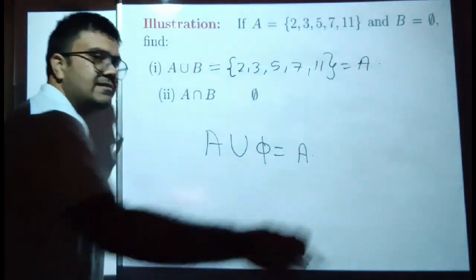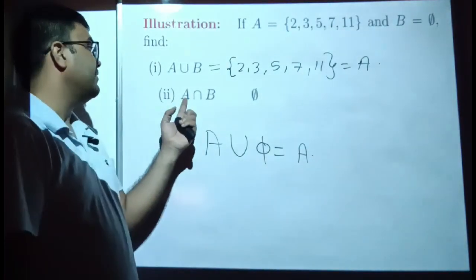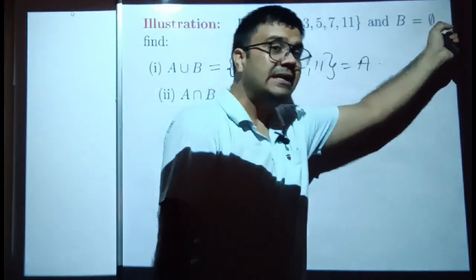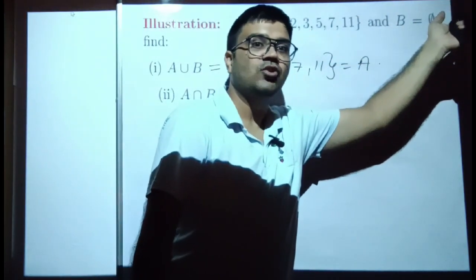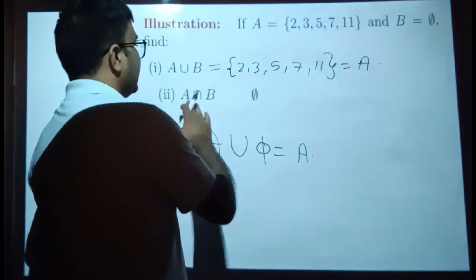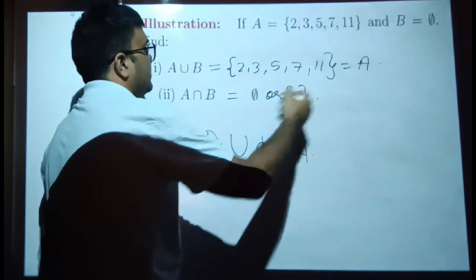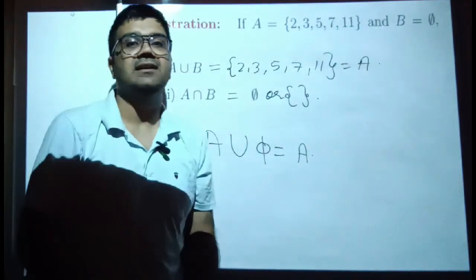We will see these results in our next slides again. When we are talking about A intersection B, what is common between A and B? B has no element, so there is nothing common between A and B. So we are saying that A intersection B is equal to the empty set or null set, or we can represent it with phi.